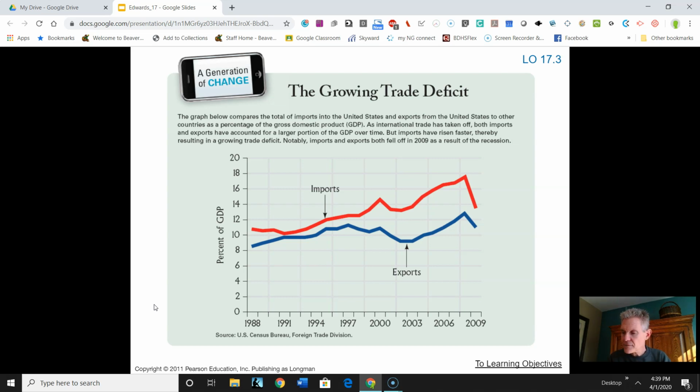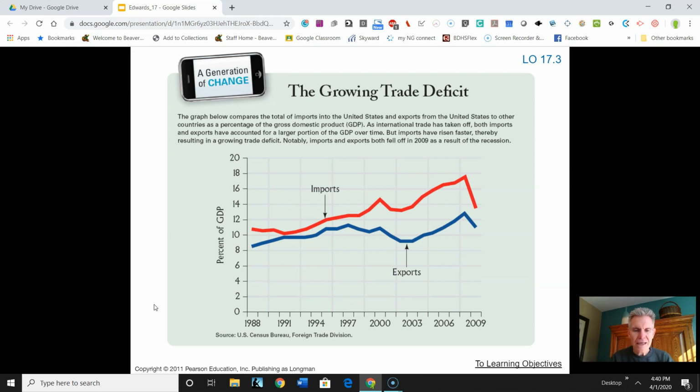So this is on page 514, and here's how the graph reads. The growing trade deficit. What this graph shows is, on the x-axis, time between 1988 and 2009, and the percent of GDP in the U.S. So how has the gross domestic product, or the total of all the goods and services in a year that the United States produces, what is that percentage based on imports and exports?